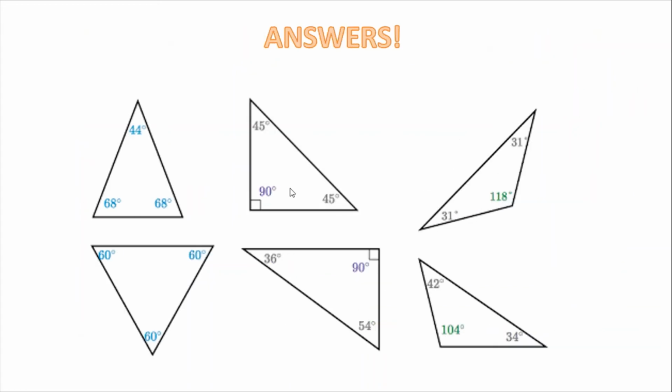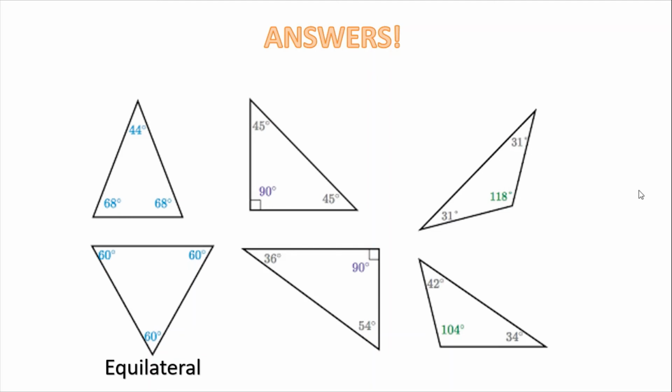Okay, so here are the answers. First of all, let's see if we can find any equilateral triangles. There we go. We've got one equilateral triangle. All the angles are 60 degrees. That adds up to 180. Remember, everything is equal. It's an equilateral triangle.